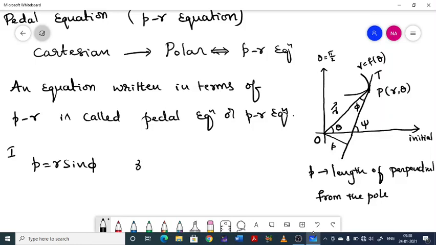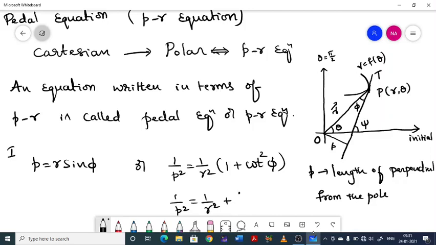Or equivalently, we can use 1 by p square equal to 1 by r square times 1 plus cot square phi. Or this you can write as 1 by p square equal to 1 by r square plus 1 by r square cot square phi. If you substitute for cot phi, this becomes 1 by r square plus 1 by r to the power 4 times (dr by d theta) whole square. So I suggest you remember this too.